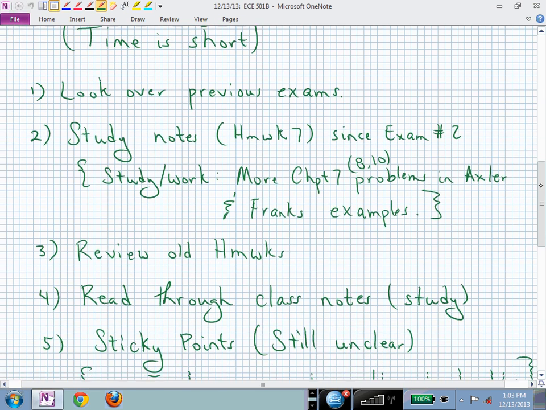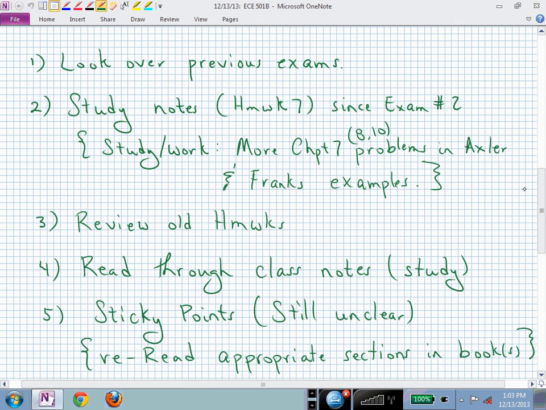You've now studied the previous exams. You've looked at homework 7, which was the one homework beyond, or we had homework 8 too, didn't we? Homework 7 and 8. I'm a little bit hesitant to write on this because it seemed to be messing up before, so I'll see how it does. I think I'm going to start a new page in a minute. But homeworks 7 and 8 since exam 2, and study the work, I guess it's chapter 7, chapter 8, and chapter 10 material in Axler and the examples from Franks.